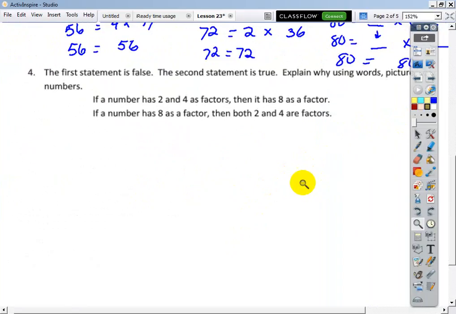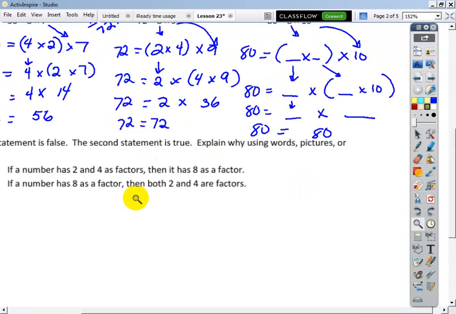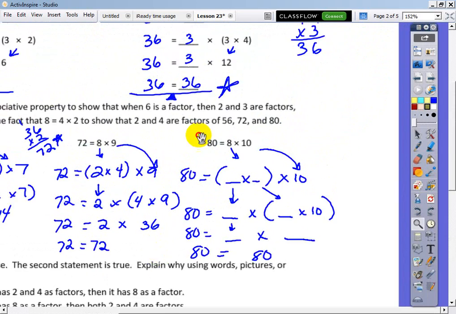Number 4. Let's see what we got here. Number 4, the first statement is false, the second statement is true. Explain why using words, pictures, numbers. If a number has a 2 and a 4 as a factor, then it has 8 as a factor. Whoa! The first statement is false, yes. The second statement is true. Explain why. I'm going to just say, look, 2 and 4 work, but 8 doesn't. We just proved that up here.